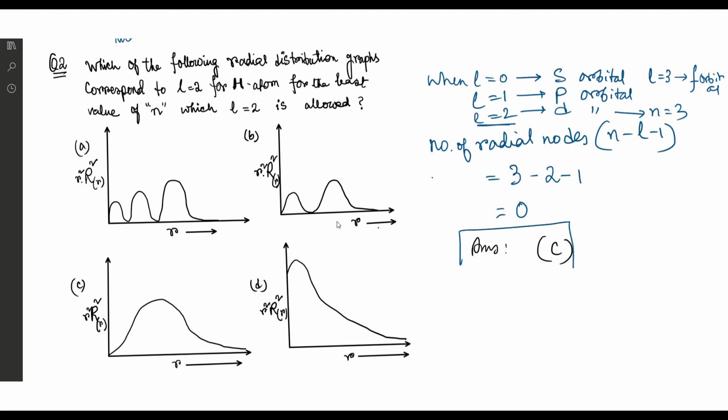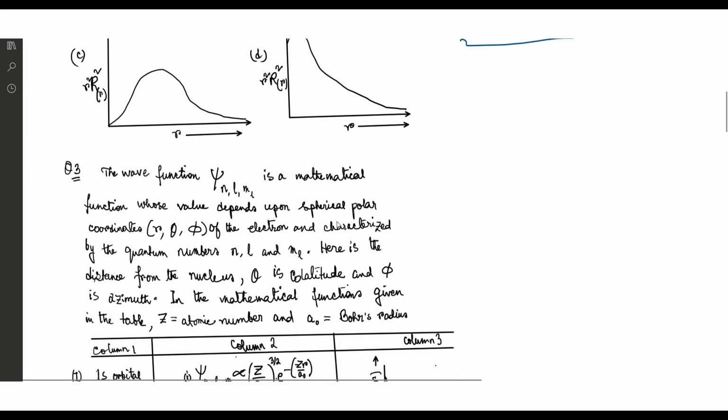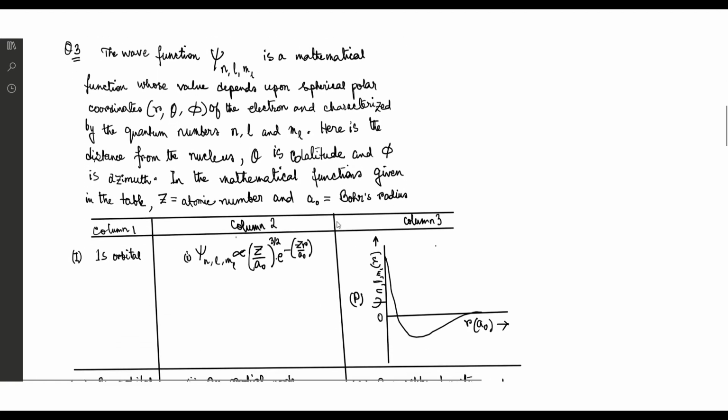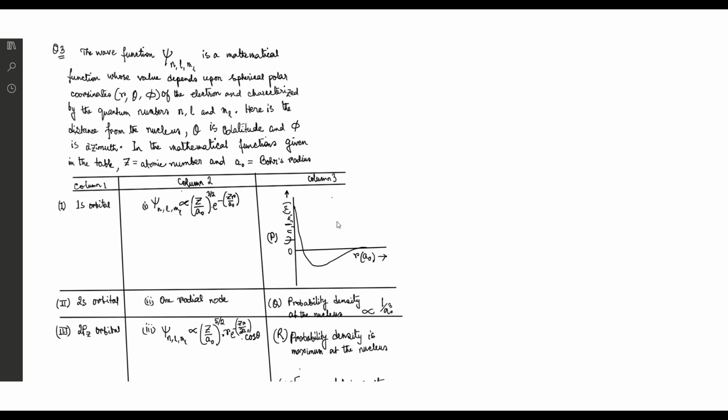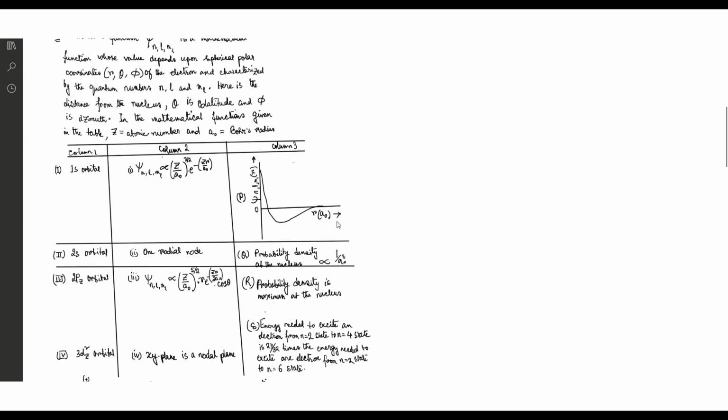Okay, I hope that you understand. Is it not? Okay, let's go for question number 3. Here it is a large question. It is a big one.